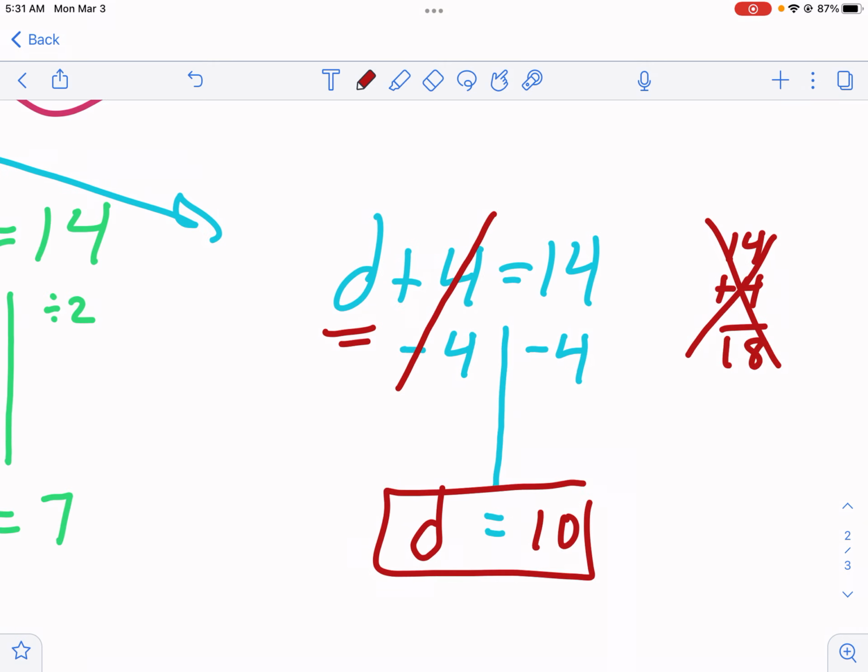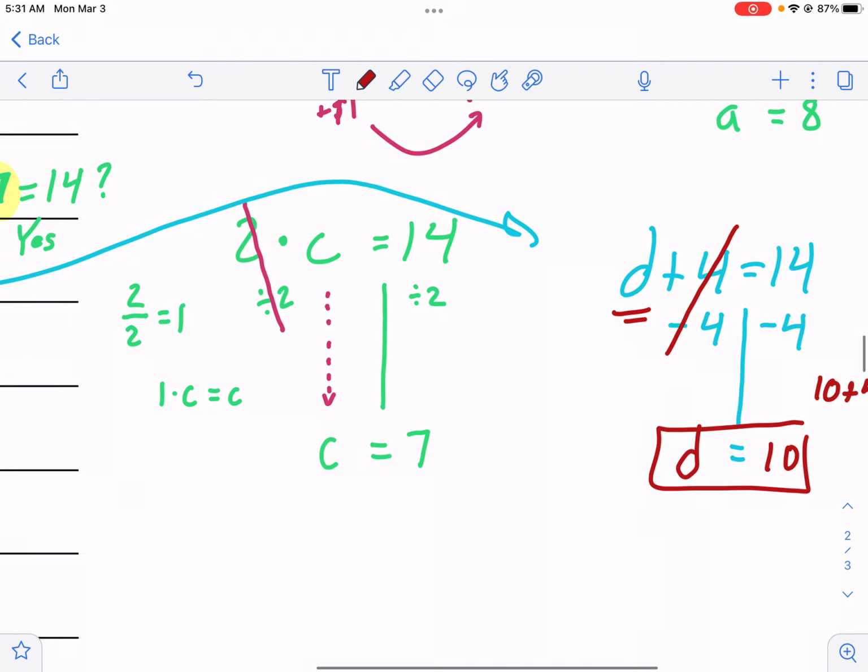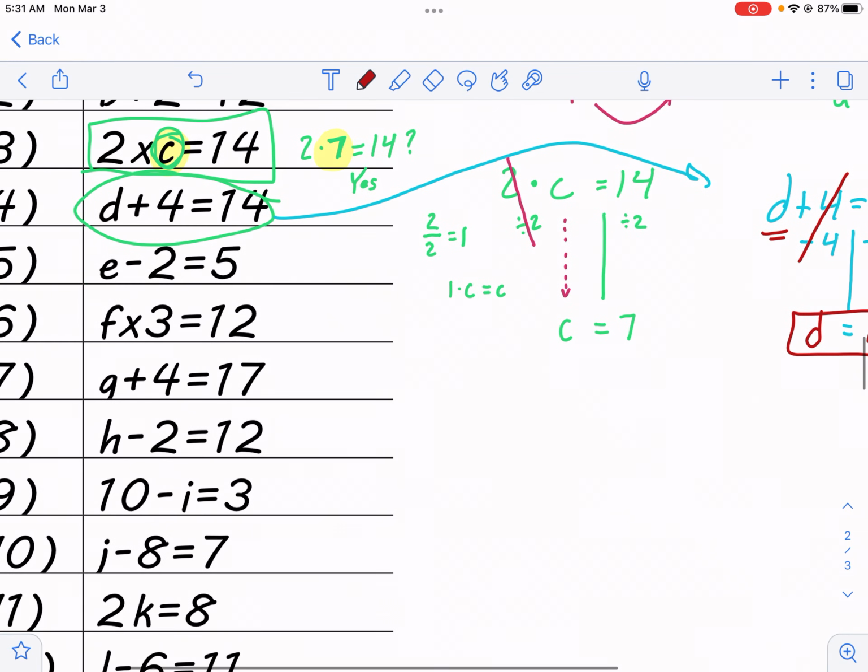Does 10 plus 4 equal 14? Yes, it does. So we know we got the correct answer. Okay, so that's the answer for that one.